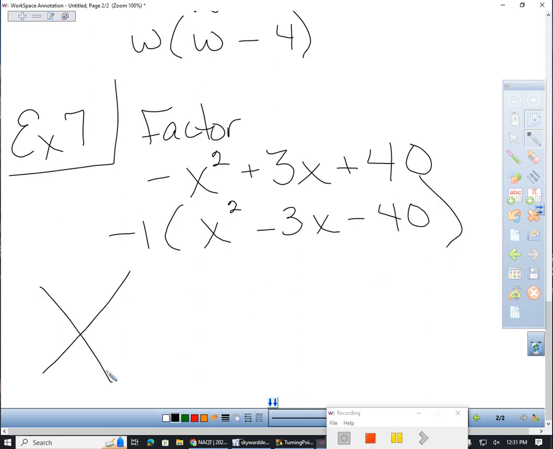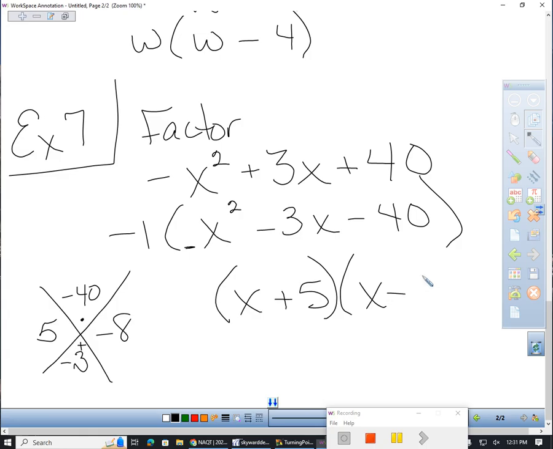In my x, what number goes on top? Good. What number goes on the bottom? Awesome. So two numbers that multiply to negative 40 but add to negative 3. Good. 5 and negative 8. Nice job. So then, since our leading coefficient again is a 1, we are going to have x, and this side is plus 5. We have x, this side is minus 8. And of course, my greatest common factor is a negative 1.